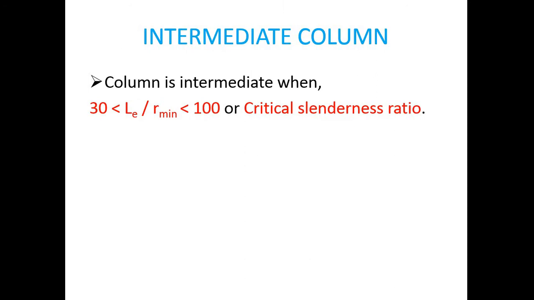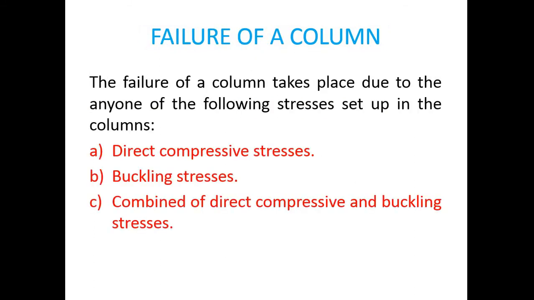Now what is an intermediate column? If the value of LE by R minimum lies between 30 and 100, then it is called an intermediate column. Now, what are the different causes of failure of a column? The failure of a column takes place due to any one of the following stresses set up in the column. It may be due to direct compressive stress, or due to buckling stresses, or due to a combination of direct compressive and buckling stresses.